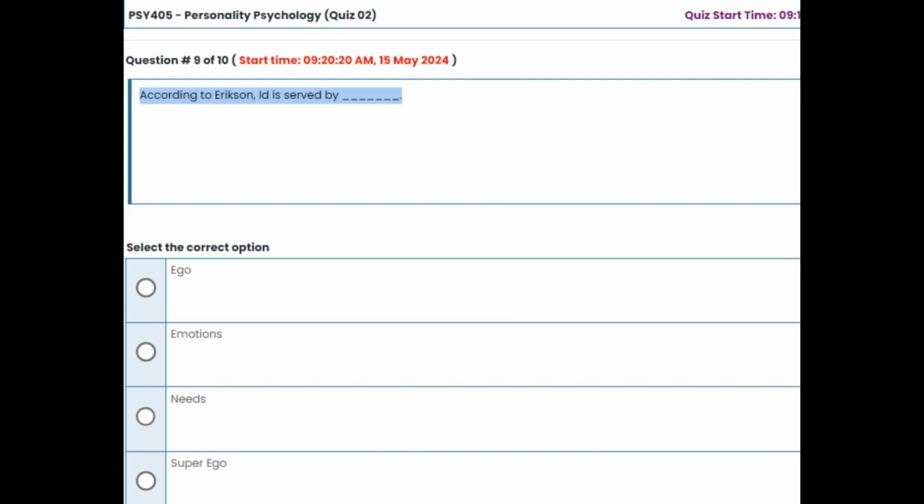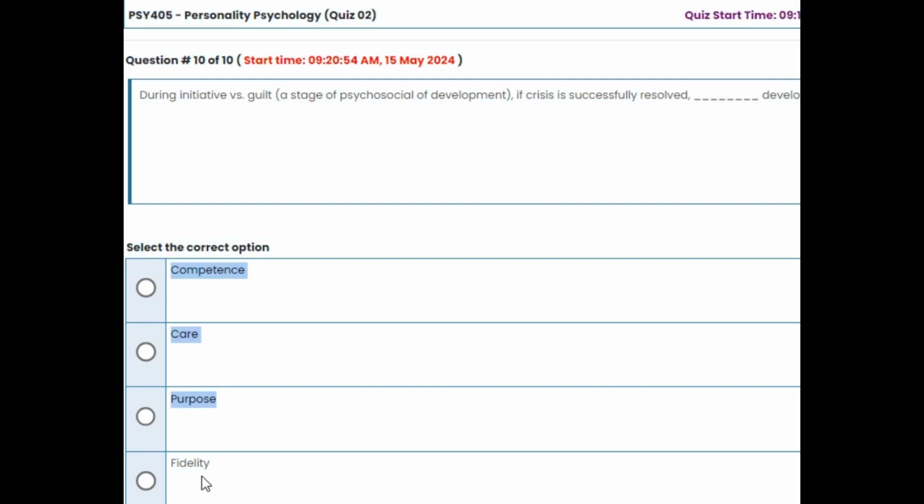According to Erickson, ID is served by needs. During initiative versus guilt, if crisis is successfully resolved, develops purpose.